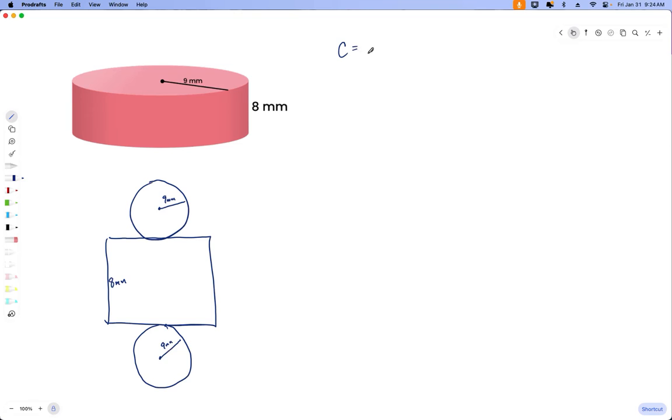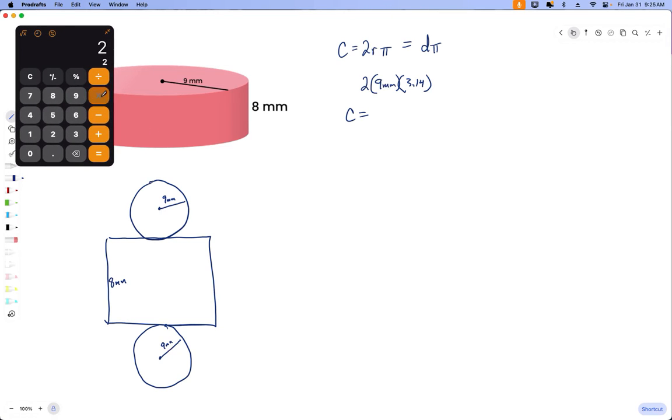So circumference is equal to diameter times pi, and diameter is just 2 times the radius times pi. So this equals this. It's the same thing. If you have to think about it like this in order to get here, then do that. So that's going to be 2 times the radius of 9 millimeters times 3.14. That's going to be your circumference. So your circumference is going to equal, get our calculator here, 2 times 9 times 3.14.